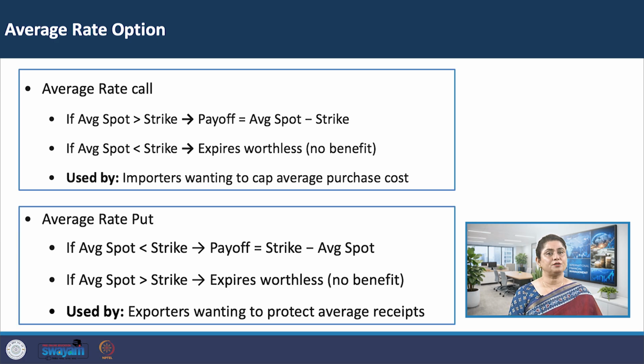In an average rate put option, if the average of the daily spot prices is higher than the strike price, the option expires worthless because there is no benefit in exercising it. If the average of daily spot prices is lower than the strike price, the put option holder receives a payoff equal to the difference between the strike price and the average rate.